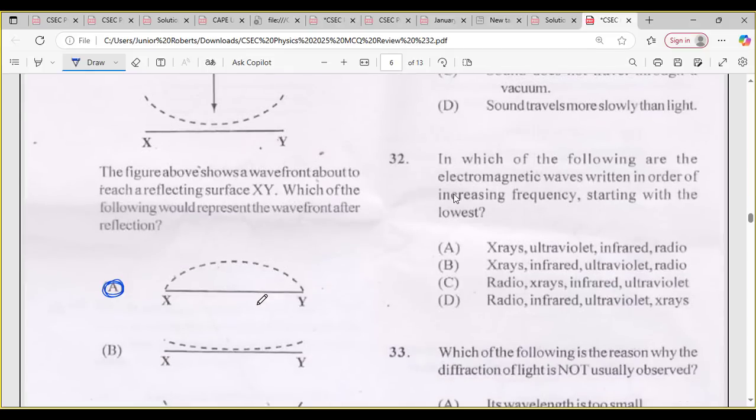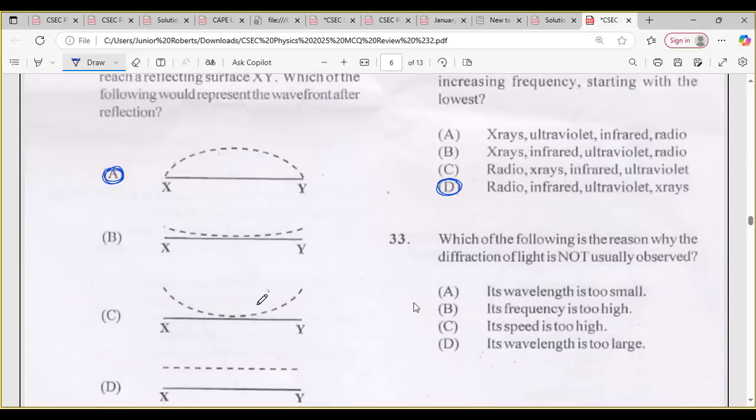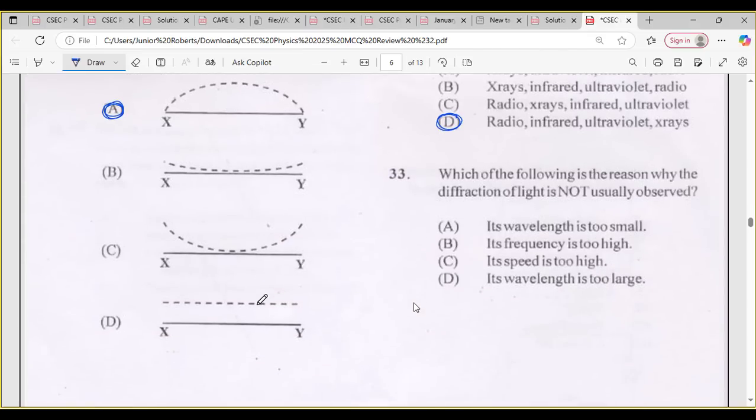32. In which of the following, so this one looks familiar to what we saw before, are the electromagnetic waves written in order of increasing frequency starting with the lowest? So we're going to go with radio waves, infrared, UV, and X-rays. So 32 is D.